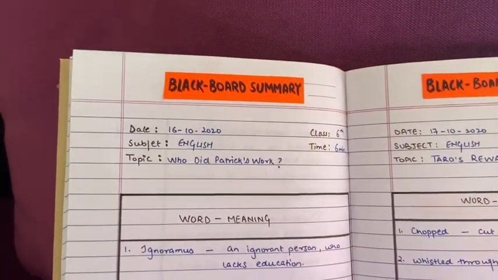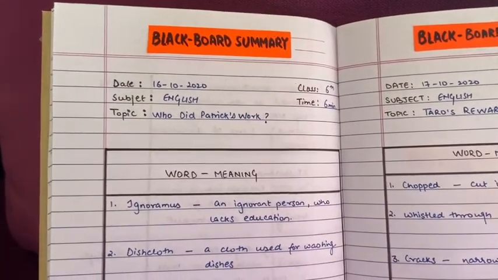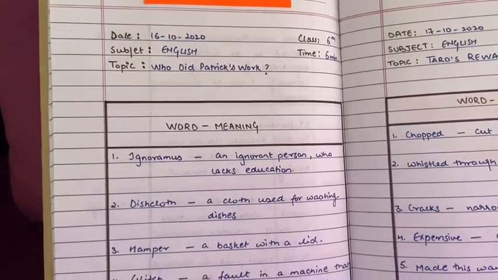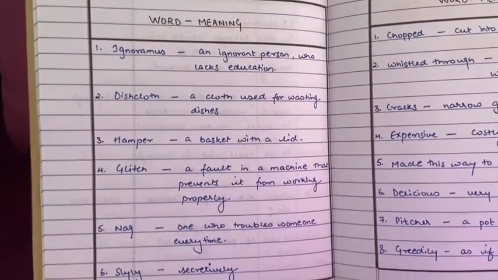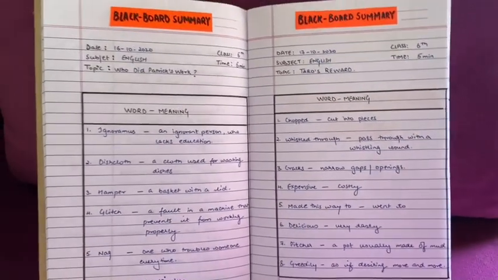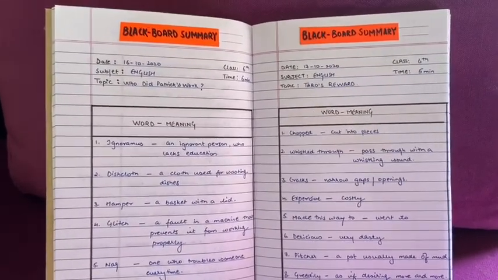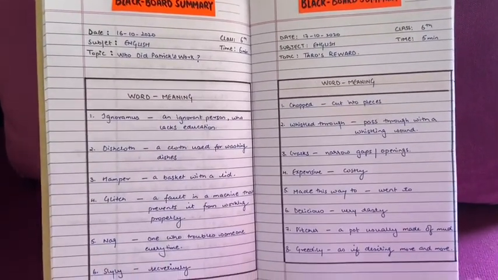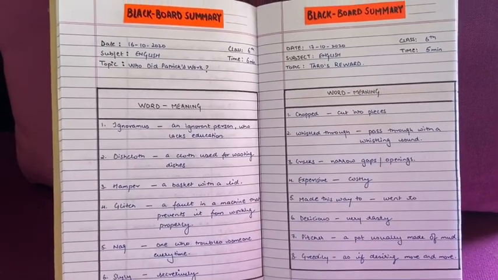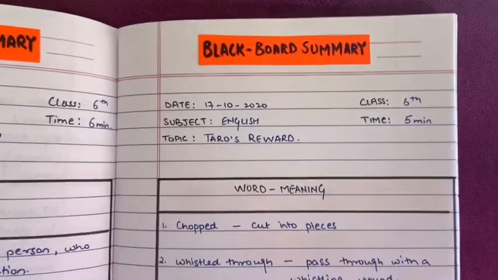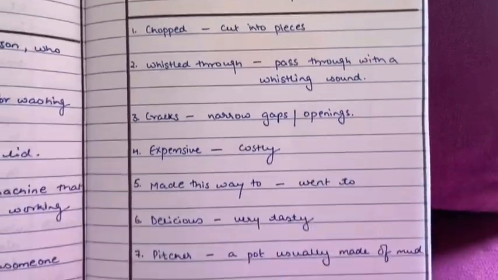Now we have the Blackboard Summary. This is nothing but what you will be writing on the board. Whatever you write on the blackboard while teaching, you will have to put down here in this micro lesson plan. I have written down the word meanings, but you can write whatever you will be writing on the blackboard according to your topic.